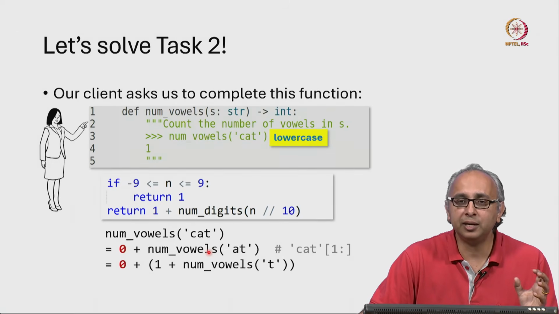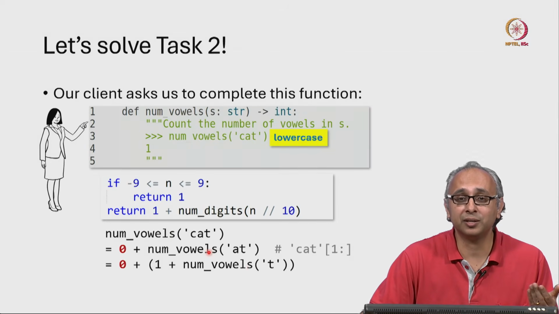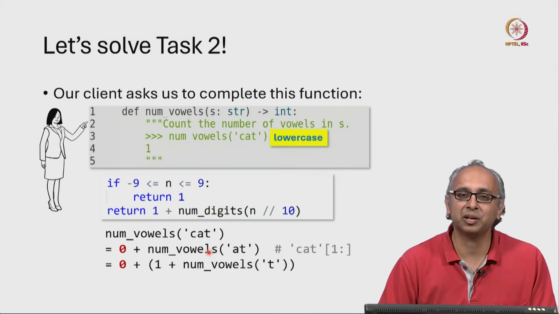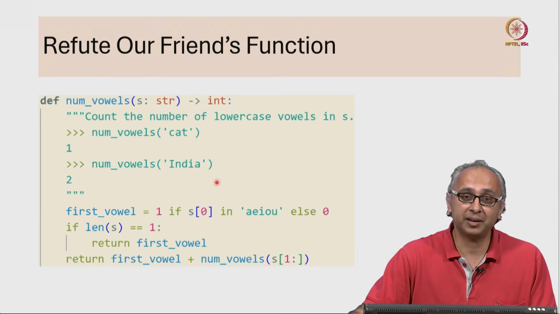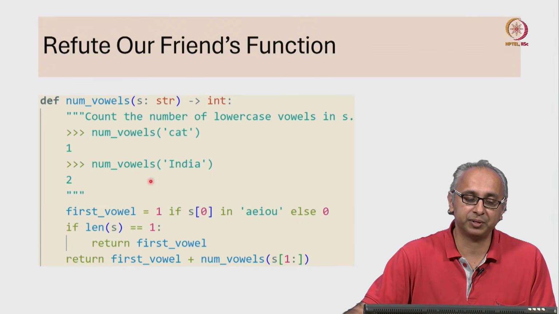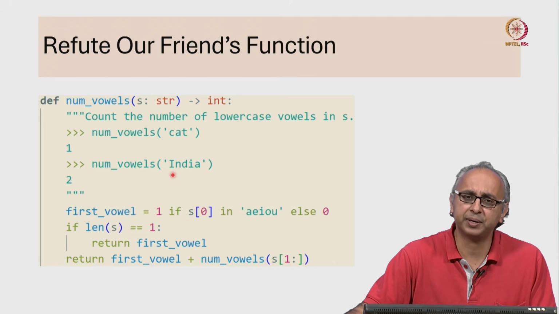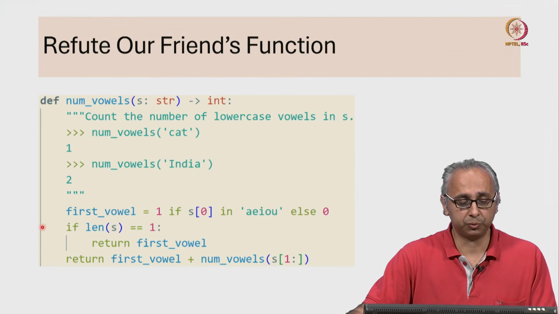So let's try and implement this code, but wait, before we had a chance, our friend has already attempted this. Let's take a look at what our friend wrote. Here's our friend's code. They have added one more doctest about India returning 2, because we don't care about the uppercase vowels. We only are focusing on the lowercase vowels, and there are 2 lowercase vowels here. So how does our friend's code work?